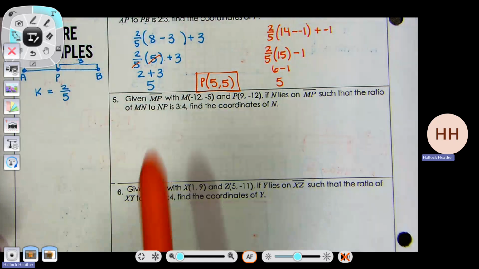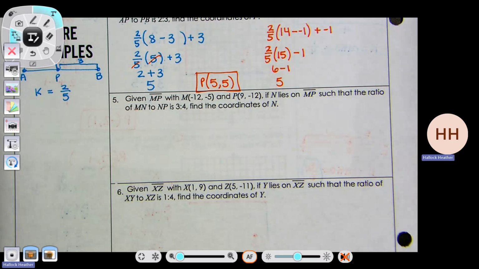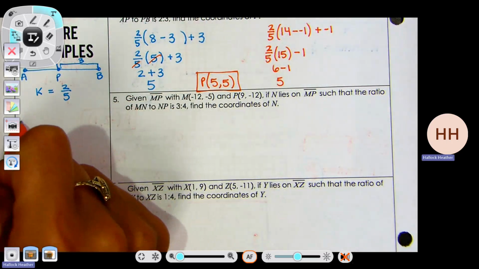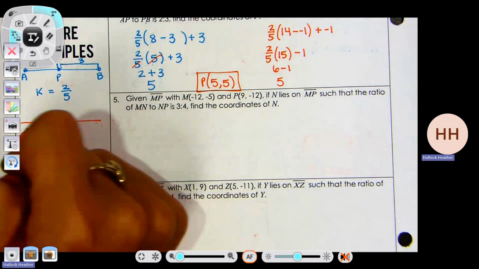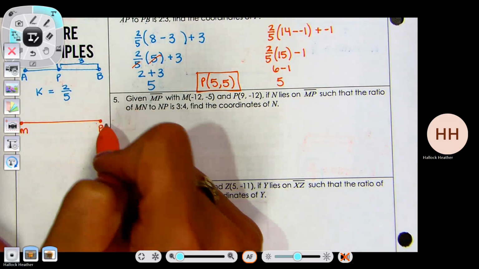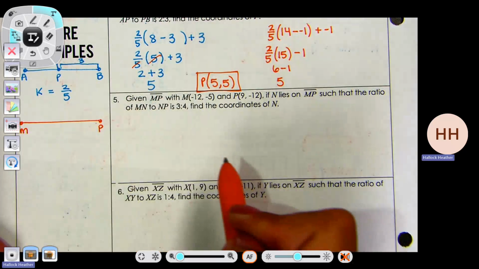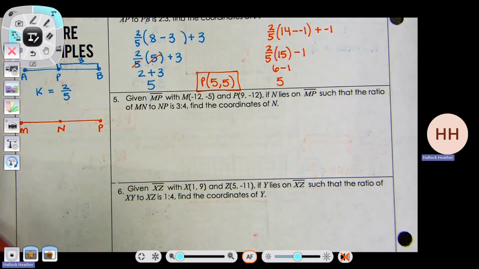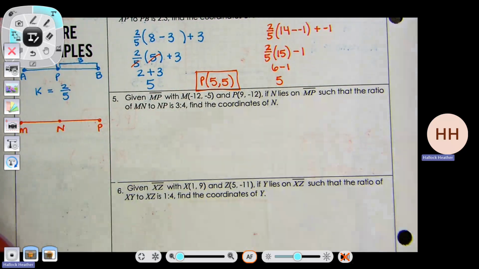You have to draw a picture. When in doubt, draw it out. I think it would help me. It's the ratio 3/4.